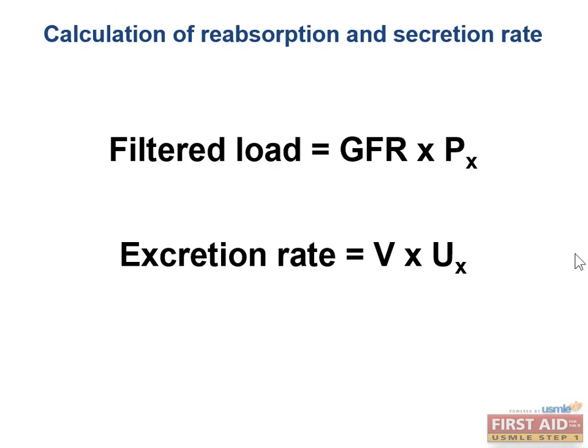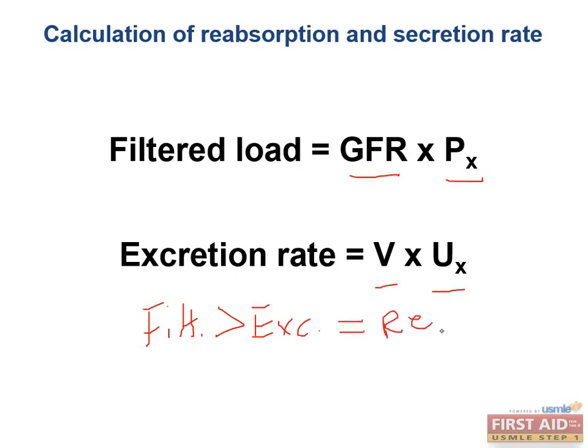To understand reabsorption and secretion rates, we have to compare how much of a substance is filtered versus how much of it is excreted. The filtered amount equals the GFR times the plasma concentration, and the excreted amount equals the urine flow rate V times the urine concentration. Now, if the filtered amount is greater than the excreted amount, then we know that there is reabsorption of a substance occurring. And if the filtered amount is less than the excreted amount, we know that there is secretion occurring.